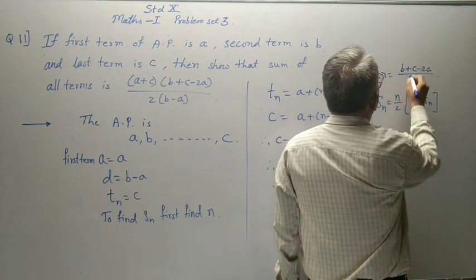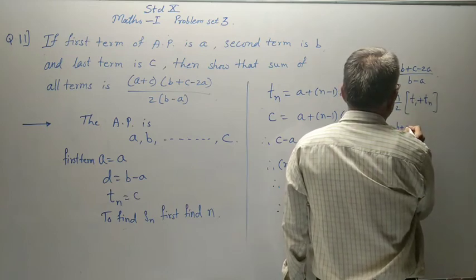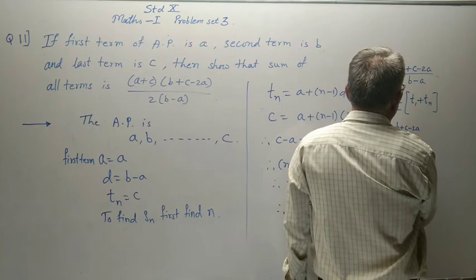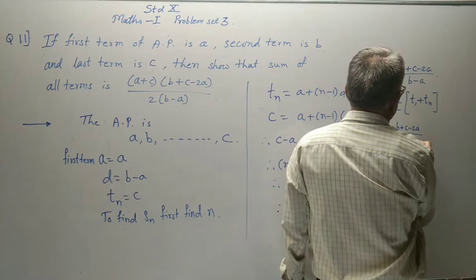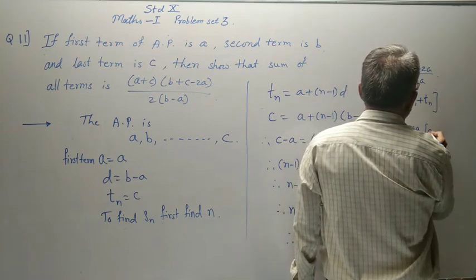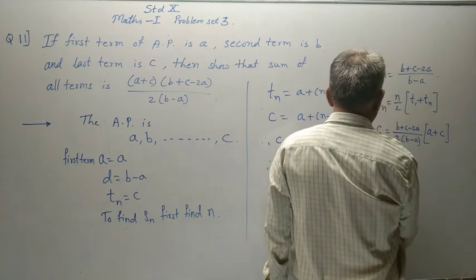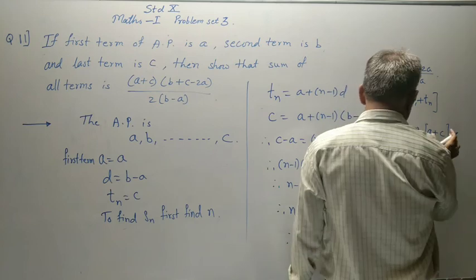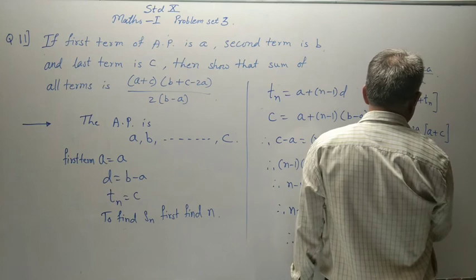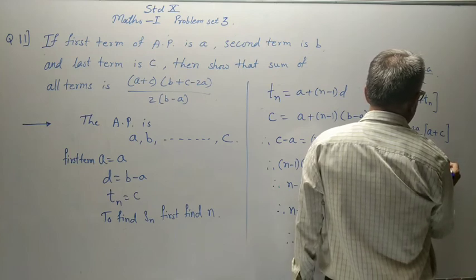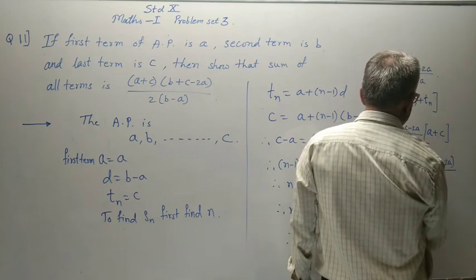What is the n value? (B plus C minus 2A) upon (B minus A), upon 2. The denominator becomes 2 multiplied by (B minus A), that is 2 into (B minus A). And what is T1? A. What is Tn? C. And therefore Sn is equal to (A plus C) into (B plus C minus 2A) whole divided by 2 into (B minus A).